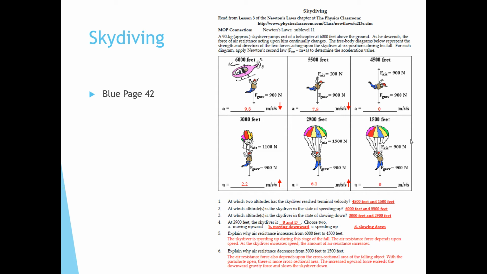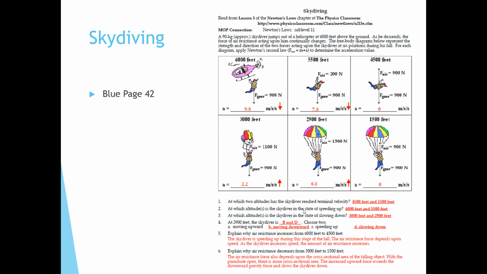The next one I've got is balanced, so it is 0. And then up here, for the first two, the direction is down. For these two, the direction is up. So number one, at which two altitudes has the skydiver reached terminal velocity? Well, that would be these two where his accelerations are 0. So at 4,500 feet and 1,500 feet.